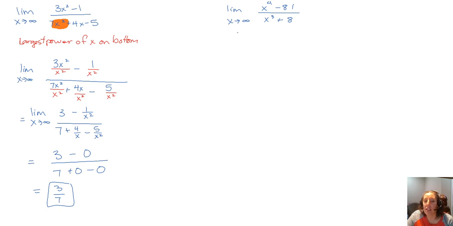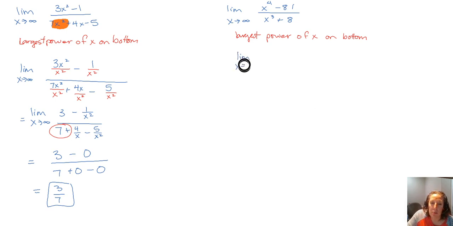If we are looking at the limit as x approaches infinity and they're not the same, this same approach works. So again, we want to identify the largest power of x on the bottom. The reason we do it on the bottom only is because we always want to make sure that we have a number that does not go to 0, so we don't have zeros all the way across. So we always want to use the biggest power of x on the bottom.